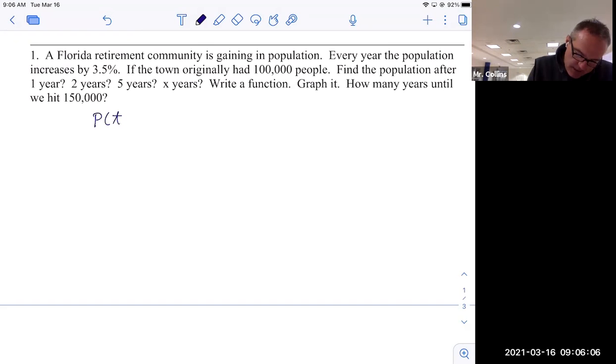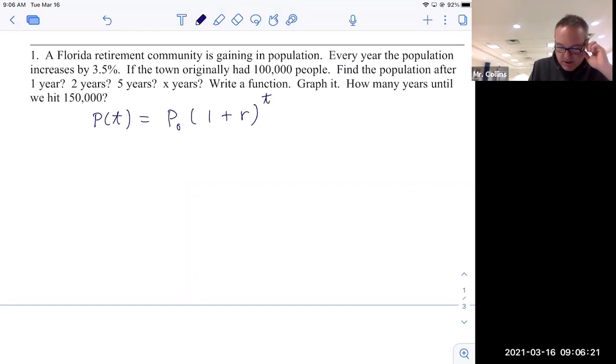I'll do P for population, right? Where you have some initial amount, subscript zero, which always means the initial amount or the time zero. And then because we're going uphill, it's going to be 1 plus whatever our growth rate is. And T is the number of years, right?